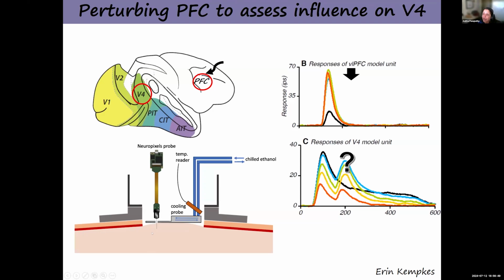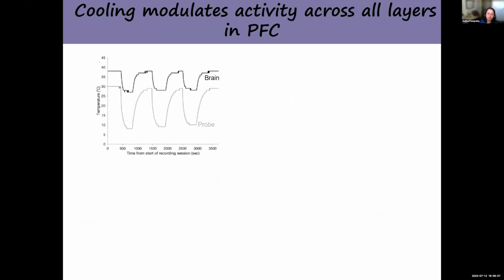So I can give you a very quick version of the results so far. Let me show you first the titration of temperature of the cooling probe. The probe temperature, we can modulate all the way from 30 to 10 degrees centigrade or so. But the brain temperature modulates over a much smaller range. And that's good because we don't want to shut down the activity of neurons. We really want to perturb the activity of the neurons mildly to see how that affects the responses of V4 neurons.